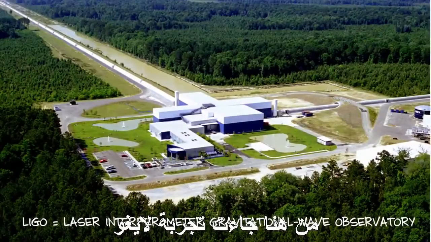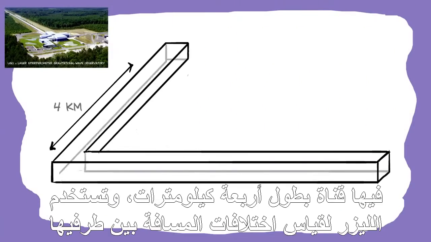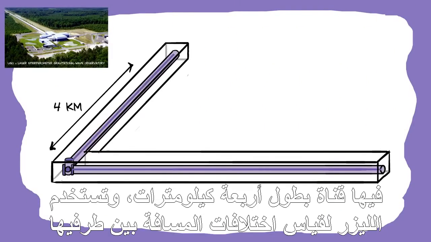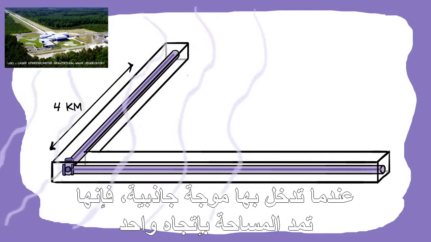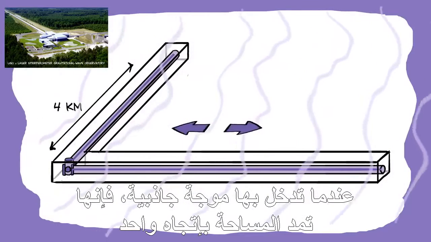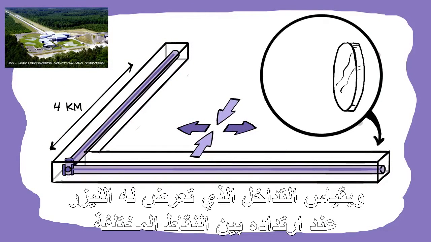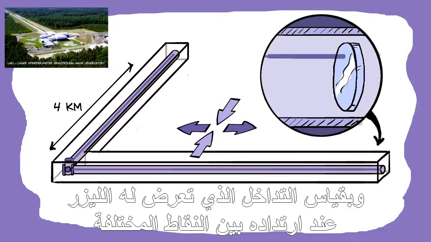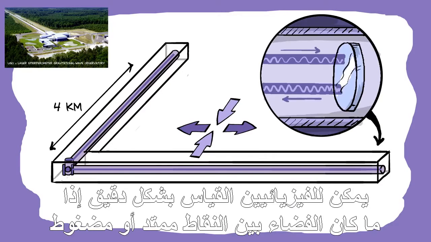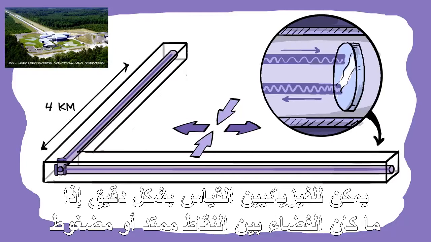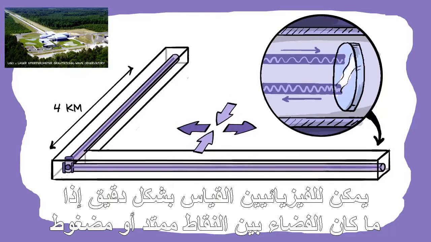This is where the LIGO experiment comes in. It has 4-kilometer-long tunnels and uses lasers to measure the changes in the distance between the ends of the tunnels. When a gravitational wave comes through, it stretches space in one direction and squeezes space in the other direction. By measuring the interference of the lasers as they bounce between the different points, physicists can measure very precisely whether the space in between has stretched or compressed.